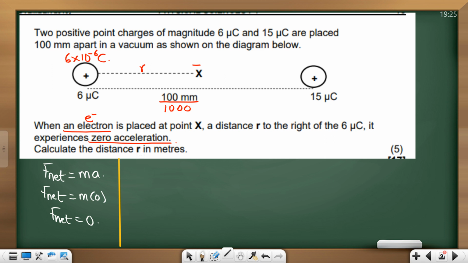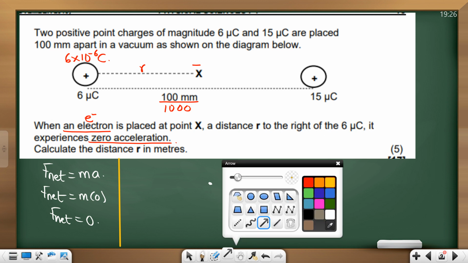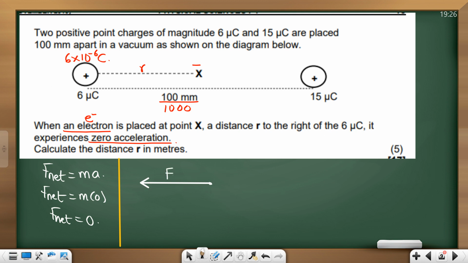Second step is to draw your free body diagram. Our focus is on the electron, right? Let's look at the 6. The 6 is positive. Based on that of the 6, the electron should go this way. What about the 15? What's it doing? Also attracting the electron. Okay. F of 15.